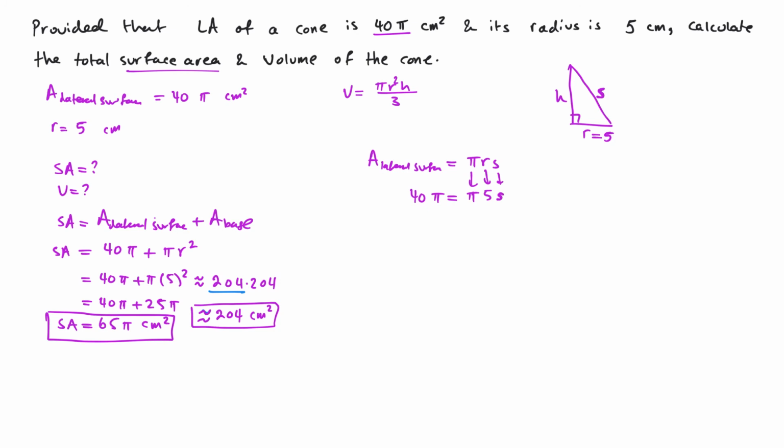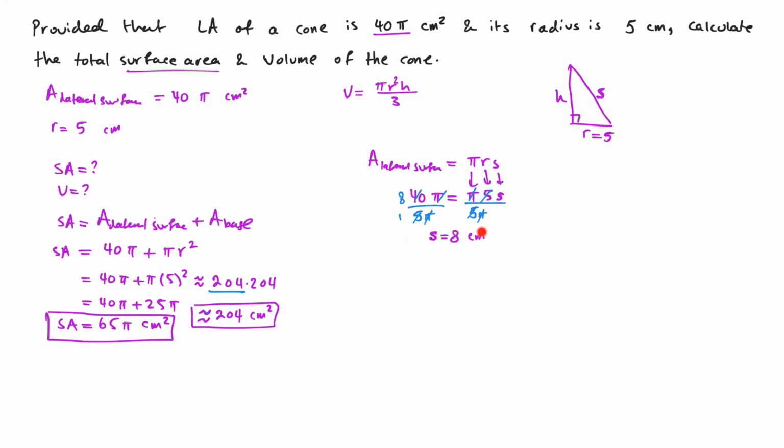I'm going to do that in blue so you can see it. I'm going to divide this side by 5 pi, and divide this side by 5 pi. On the right-hand side, the pi's cancel and the 5's cancel, and on the left-hand side the pi's cancel, and 40 divided by 5 is 8 over 1, meaning that my final value for the slanted height is 8 over 1, or simply 8 centimeters.